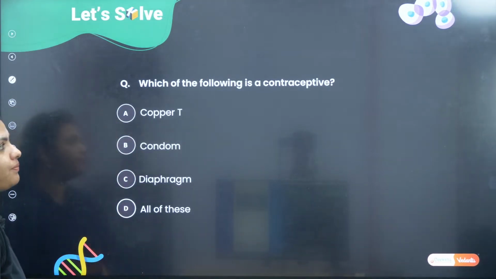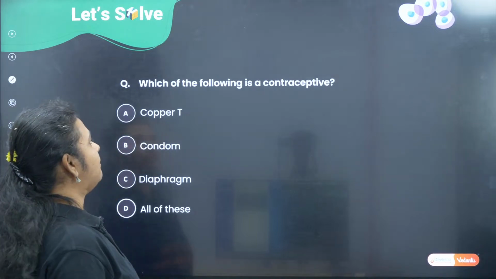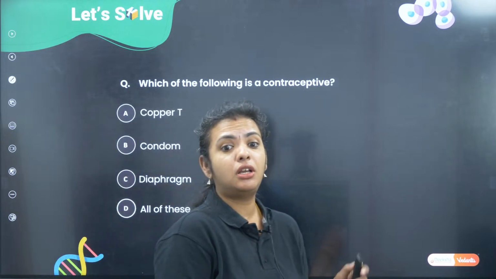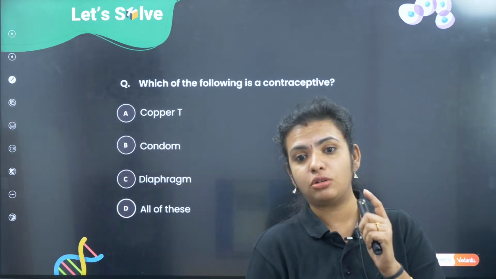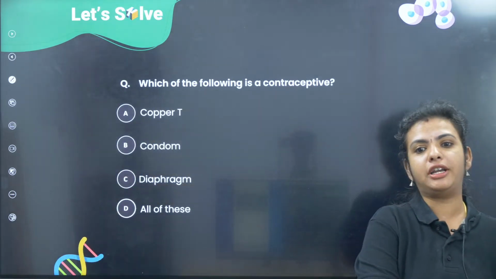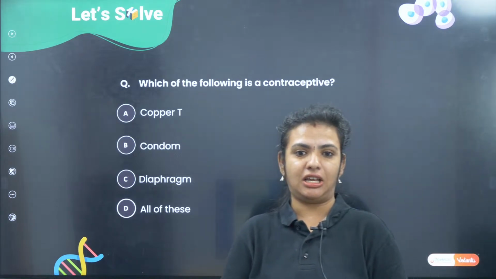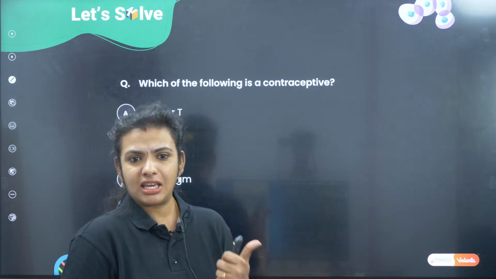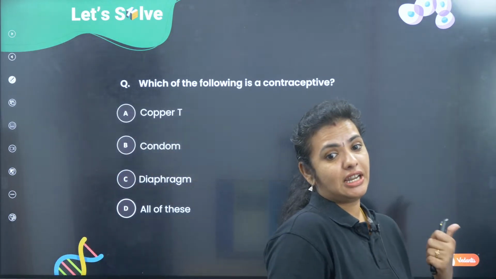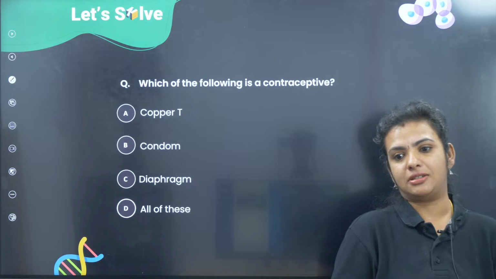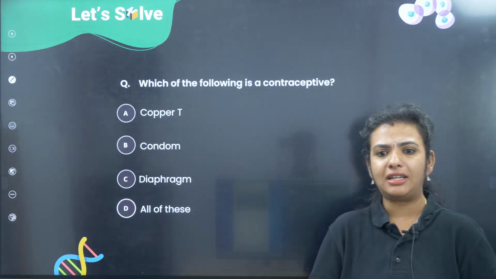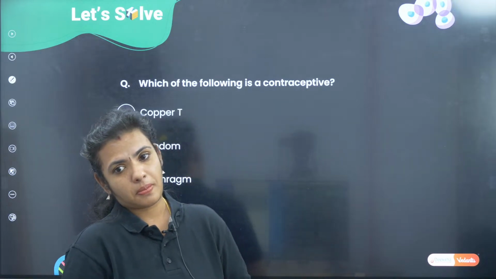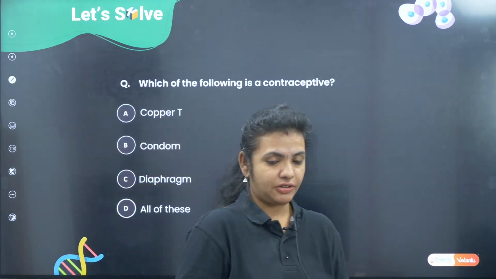Which of the following is a contraceptive? Copper T, condom, diaphragm, all of these. Very simple question. Which of the following is going to help a couple avoid unwanted pregnancy? Which of these is used as a contraceptive method? Is it copper T, condom, diaphragm, or all of these? I'm sure it's quite a simple question. All of you can answer this. Yes, children, give in your answer.